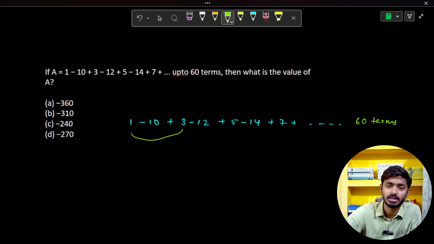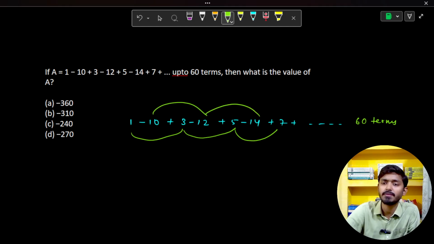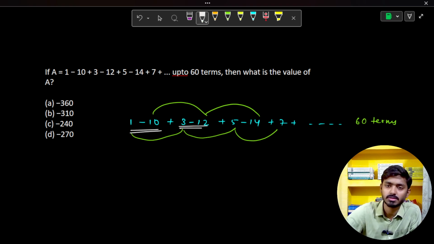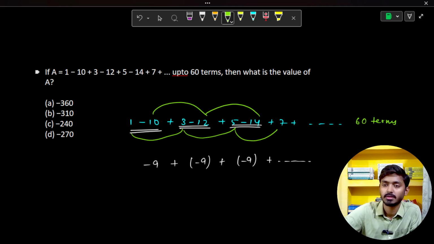1 and 3 are in AP, 3 and 5 as well are in AP, 5 and 7 in AP. Similarly, 10, 12, 14 AP. So we have two different APs. So we are going to take two terms together and solve them. That would be minus 9 plus minus 9 plus minus 9 all the way up to 30 terms. Why? Because we made a pair of 2. We divide 60 by 2, we get 30.